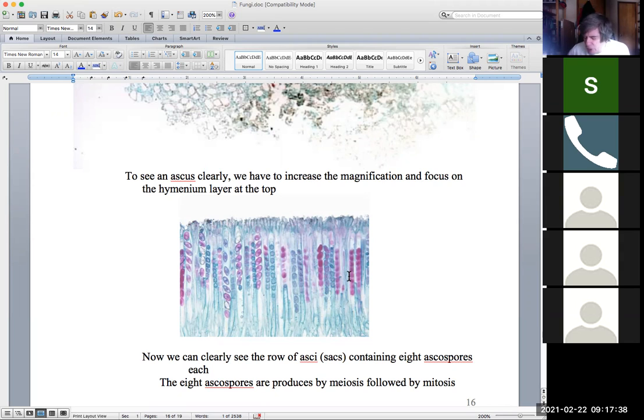Now remember, we just talked about the mushroom and we said the basidium divides by meiosis. Well, the 2N nucleus in the ascus divides by meiosis, but after it divides by meiosis, then it divides by mitosis. So meiosis gives us 4 cells, mitosis gives us 8 after that. So we have 8 ascospores.